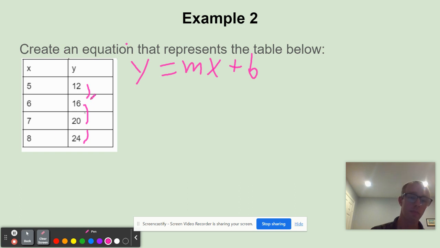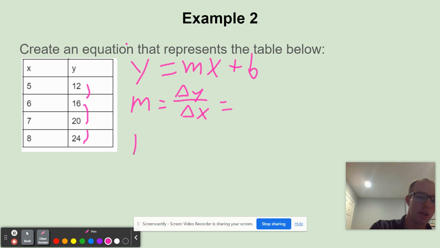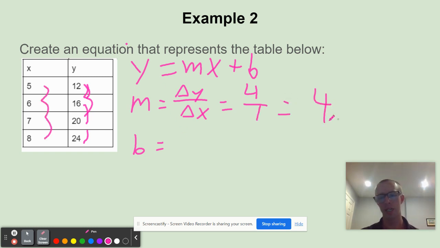We plug in. We need to find m, which is the change in y over the change in x, and we need to find b. How much is y changing by each time? 4. How much is x changing by each time? 1. 4 over 1 is 4. So the slope or rate of change here is 4. And b, remember, is the value of y when x is 0.